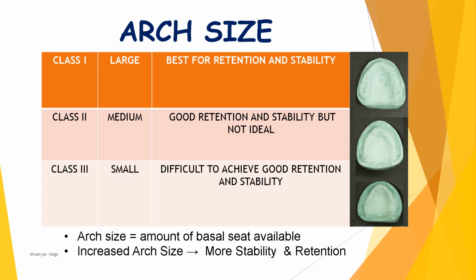Coming to arch size. It is classified into class 1, 2 and 3. Class 1, it is large and it is best for retention and stability. So greater the arch size, the larger is the contact and support, and hence the greater is the retention. In class 2, it is medium, good retention and stability, but it is not ideal. And class 3, it is small, difficult to achieve good retention and stability. So amount of basal seat availability is determined by the size of the arch. And more stability and retention is offered when the arch size is increased.